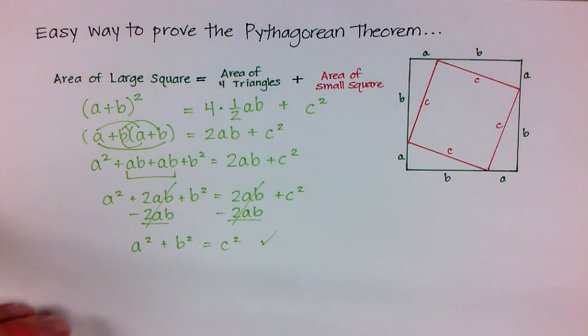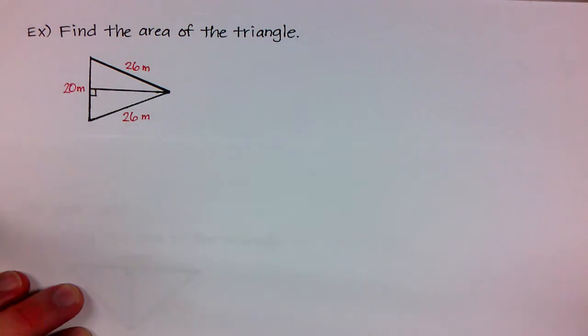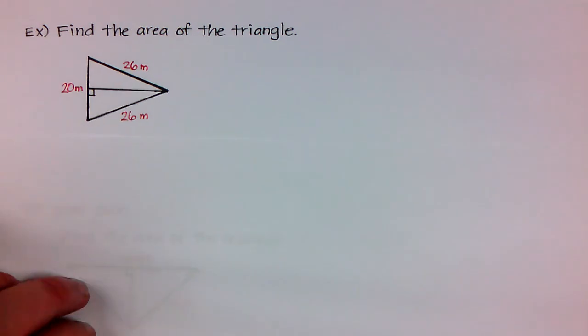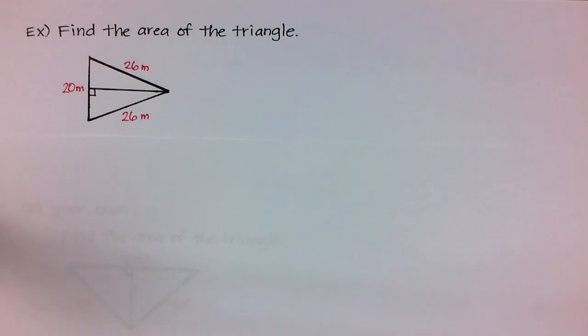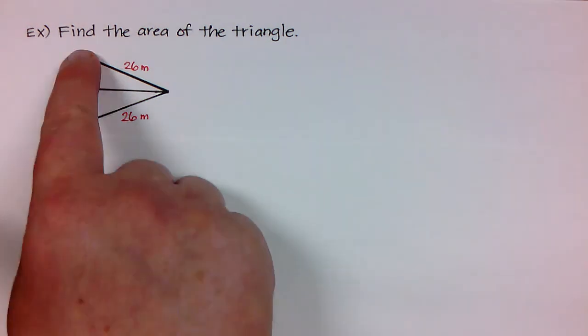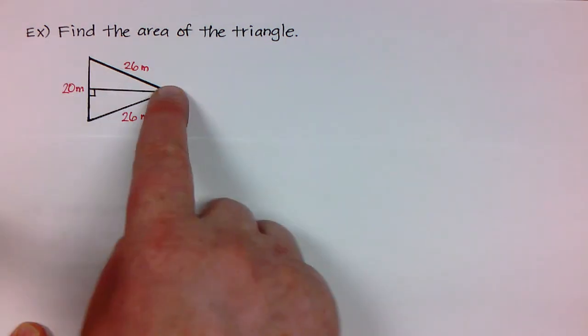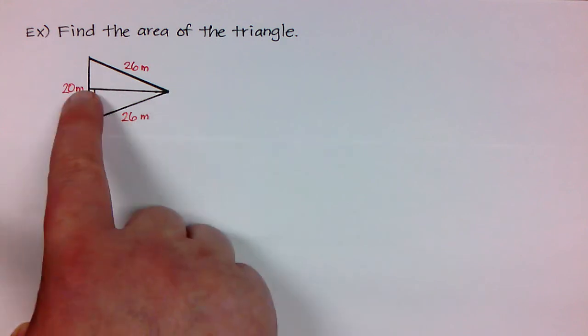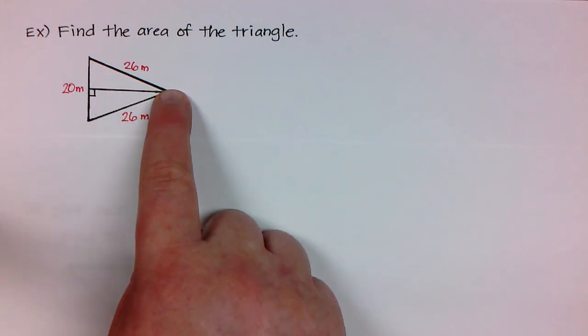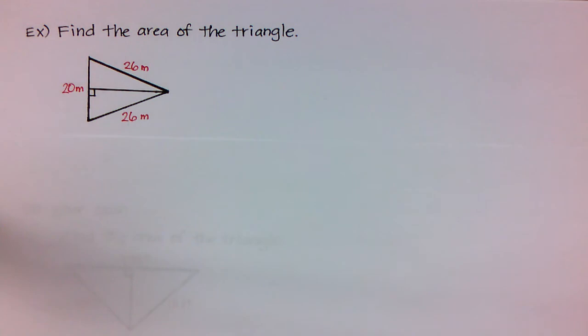So I'm going to leave you with one last example now. In this example, you're just asked to find the area of the triangle. So again, we remember that the area is 1/2 base times height. Now, in this example, I know that the base is 20, but I don't know the height. Remember, the height has to come perpendicular to the base. So how can I find that?